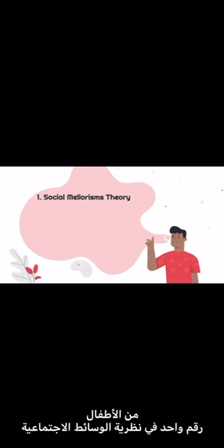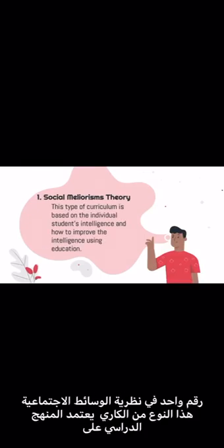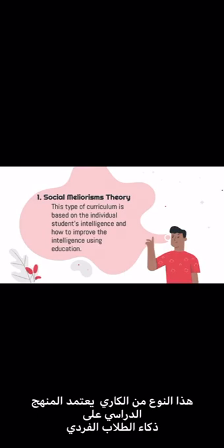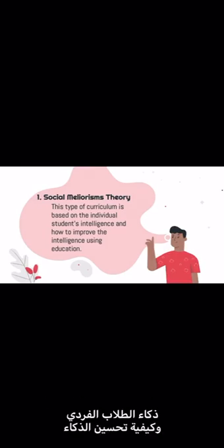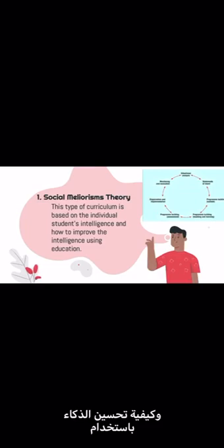What are different curriculum theories? Curriculum theories are used to shape and develop curriculum. Since there is such a broad field of curriculum studies, there are a variety of theories used to define the learning process of children. Number 1, social meliorism theory. This type of curriculum is based on the individual student's intelligence and how to improve the intelligence using education.